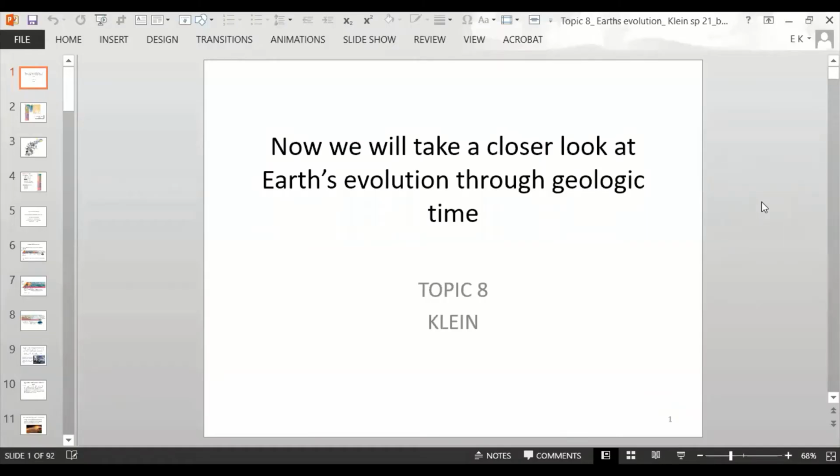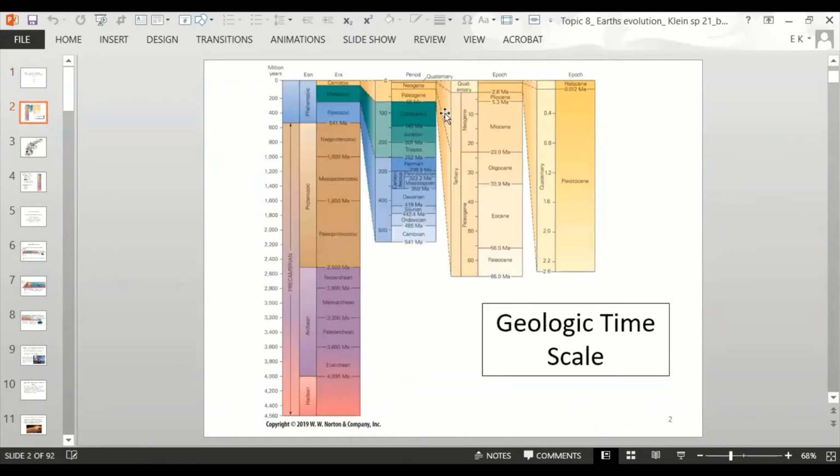So now we are going to take a closer look at the Earth's evolution through geologic time. And again, this is about 4.5 billion years worth of Earth history, and we're going to try and smush it into 1 or 2 lectures. So here is that time scale that we were looking at, and we have a lot of history to talk about. So let's get started.